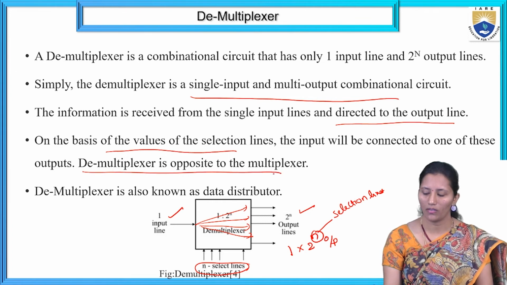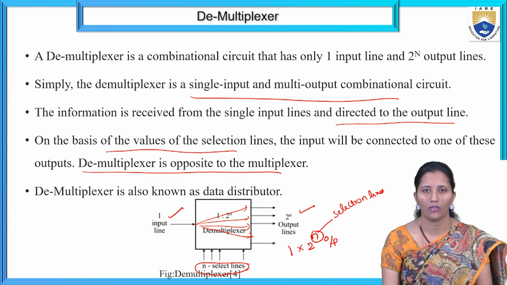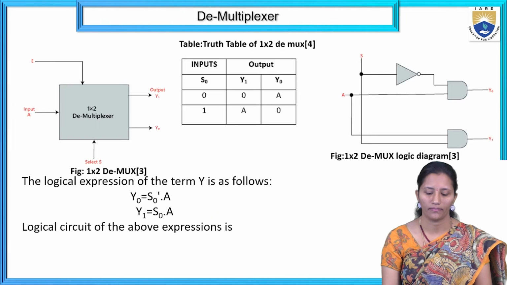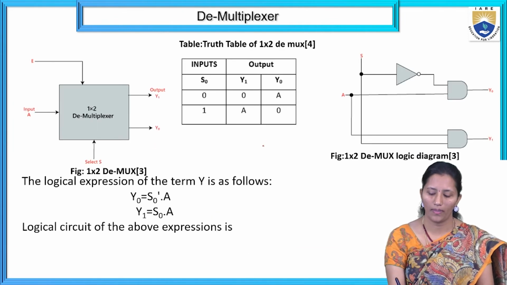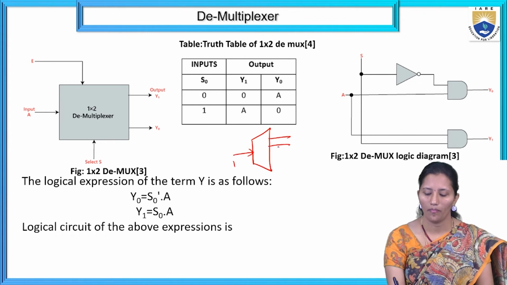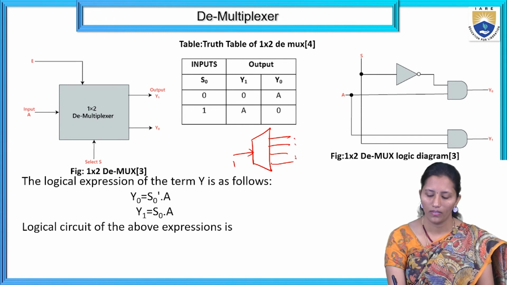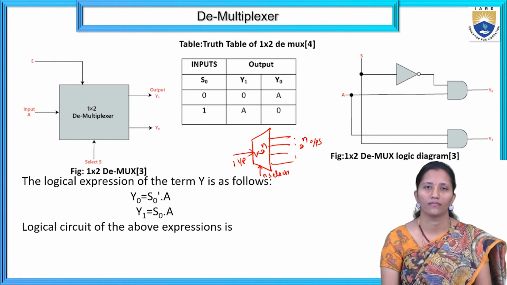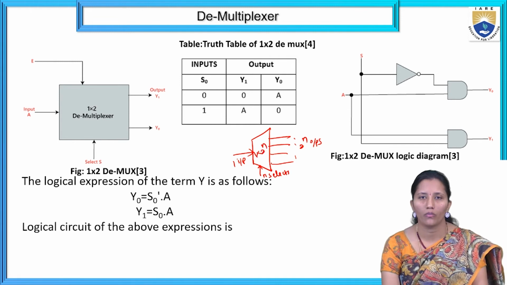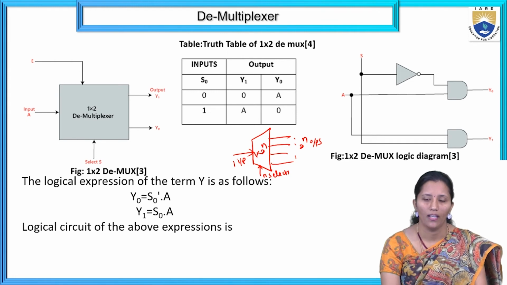It is also known as a data distributor, whereas the multiplexer is known as a data selector. The symbol for the demultiplexer is one input and many outputs: 2 to the power of n outputs, one input and n selection lines, so 1 by 2 to the power of n. So we have 1 by 2, 1 by 4, 1 by 8, 1 by 16. Like that we have demultiplexer designs.